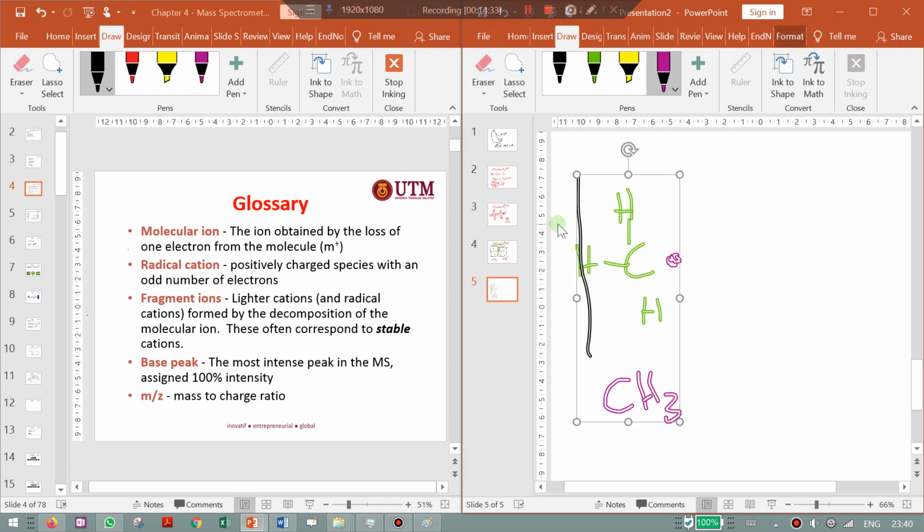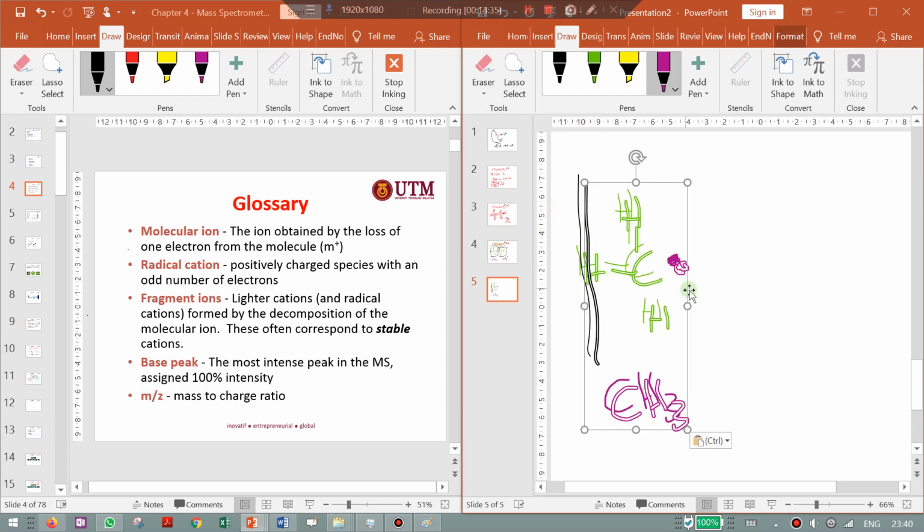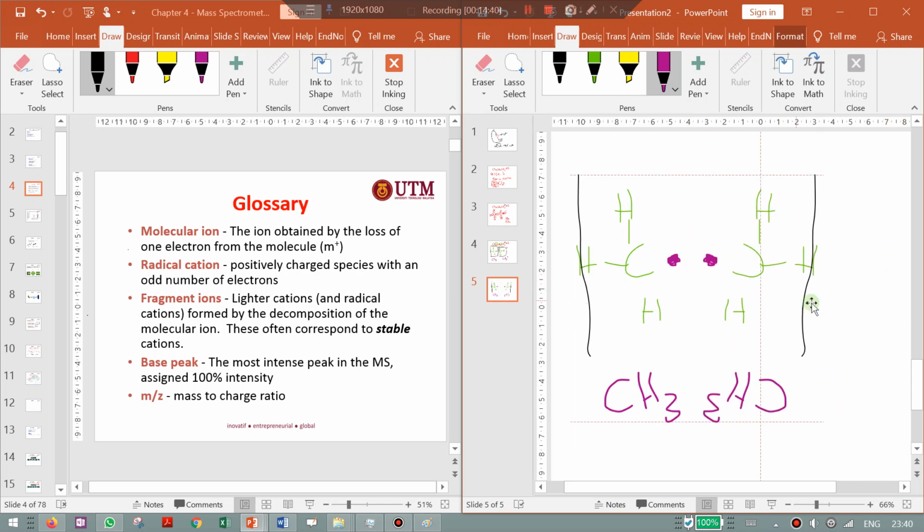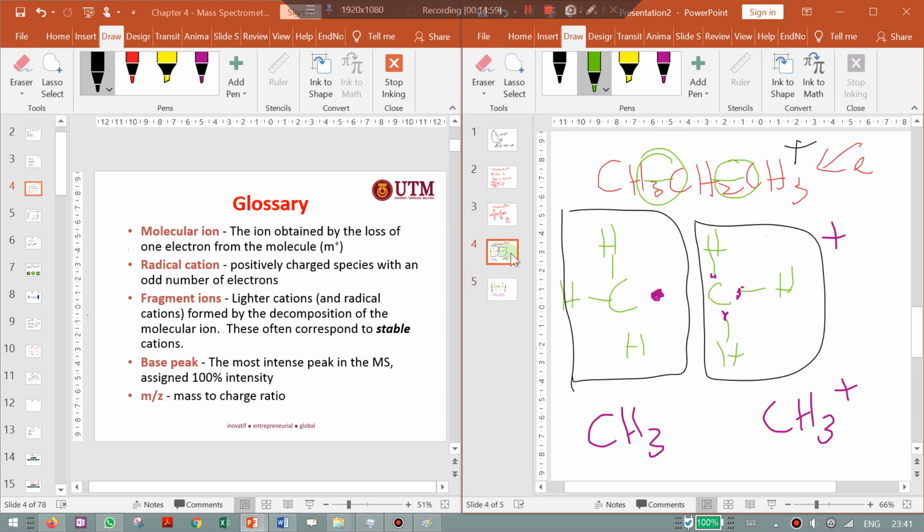This radical will combine with another radical to form a new bond. That's why some of the radicals will end with another radical. A radical will form a neutral compound when it combines with another radical. That's what I want to say. Okay, have I explained about the fragment ions? Not yet, right?